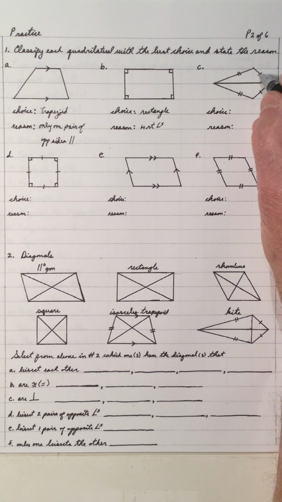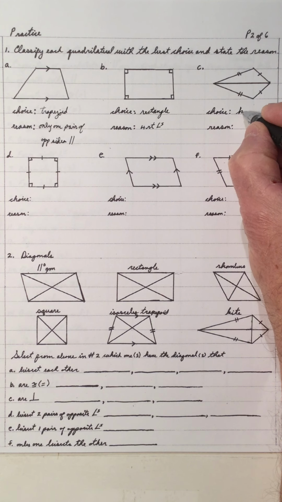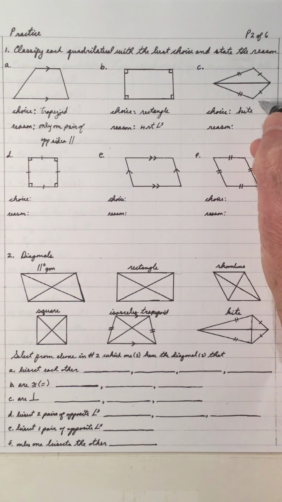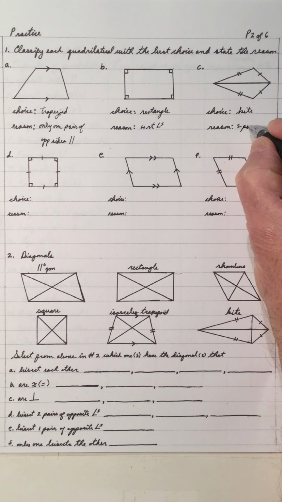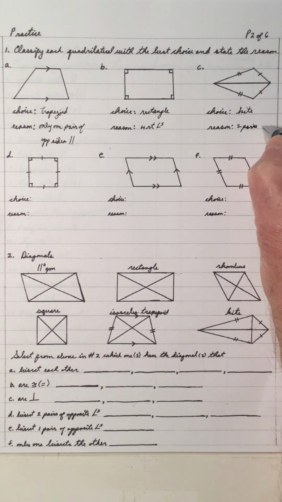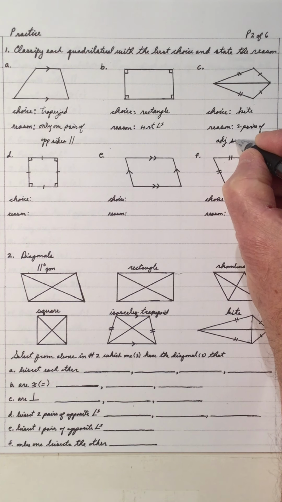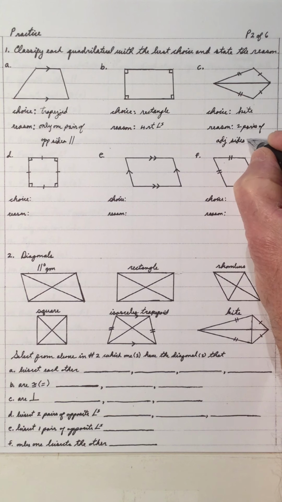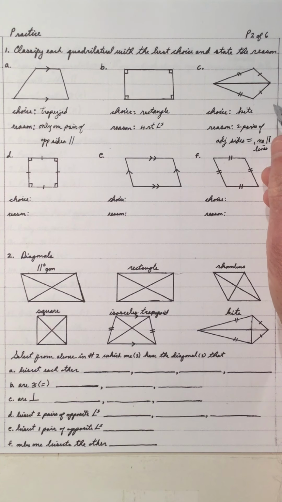C, adjacent sides are equal here, so the best choice is a kite. A kite has two pairs of adjacent sides equal, and there are no parallel segments or lines.